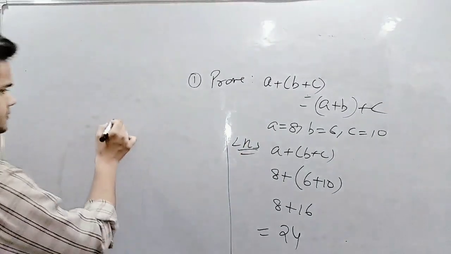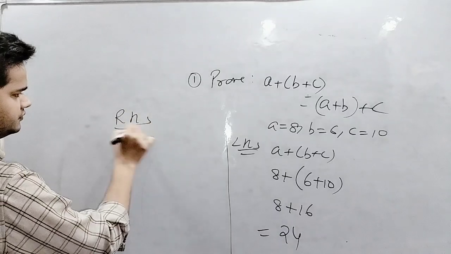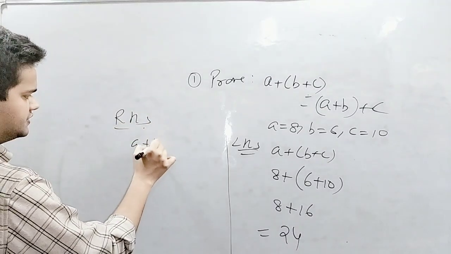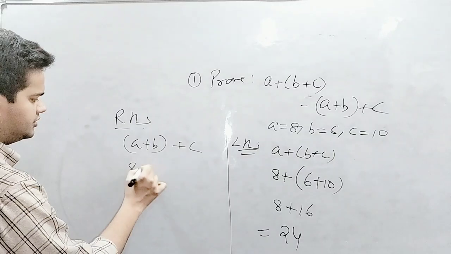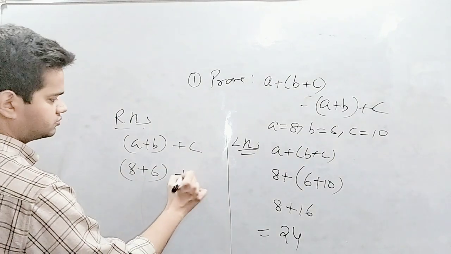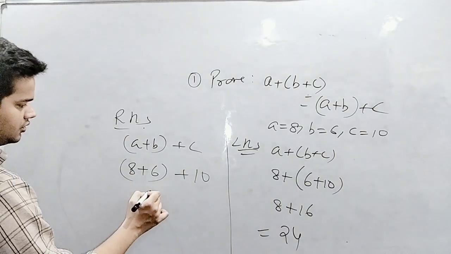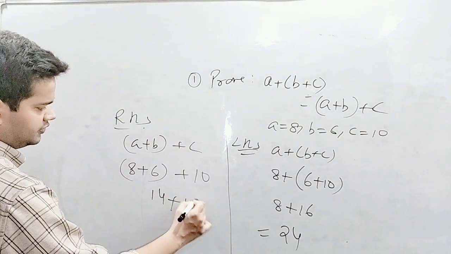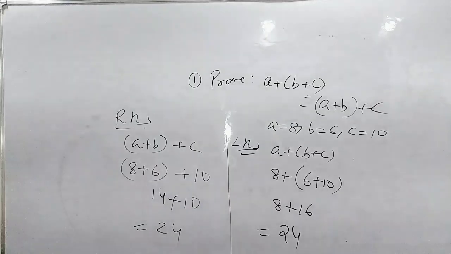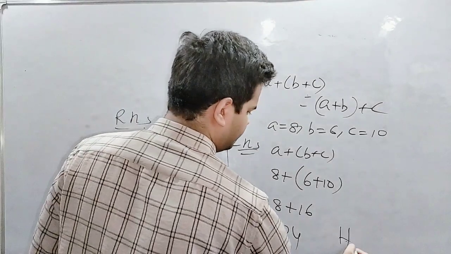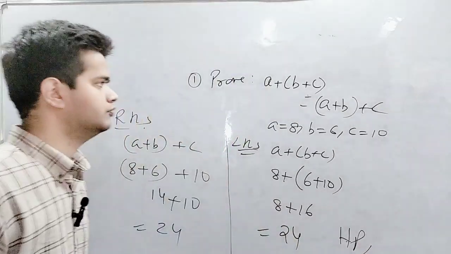And my RHS becomes, RHS is a plus b plus c. So this becomes 8 plus 6 plus 10, which is 14 plus 10, which is 24. Since both sides are equal, hence this is verified, hence proved. Please note it down.